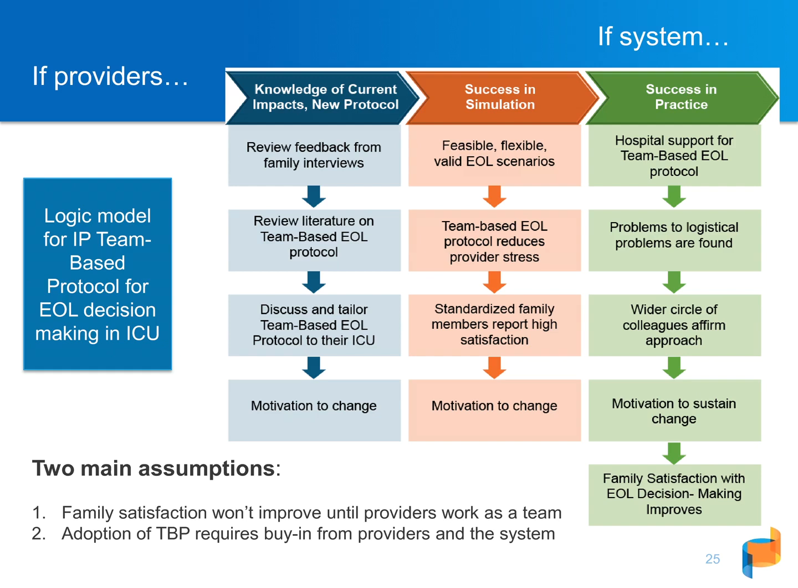If you look at the left-hand column of blue cells or boxes, you see that the theory is, given that providers are smart people who are evidence-driven, that their motivation to change will increase if they are exposed to data. Data in the form of A, feedback from their own family members that identifies problems, such as lack of communication and coordination, and B, positive findings relative to the protocol in the research literature. Most important, the model postulates that providers' motivation to change will increase if they are allowed to discuss and tailor the protocol to their own ICU.